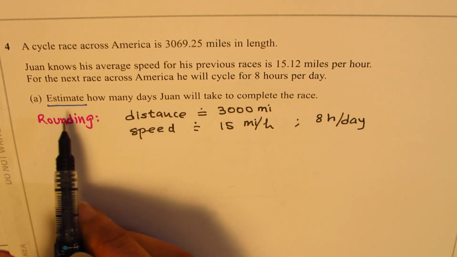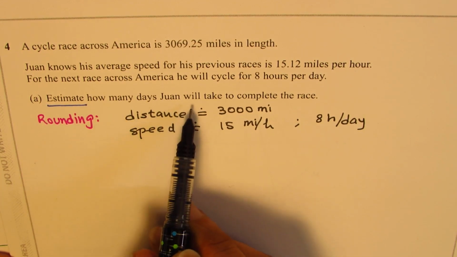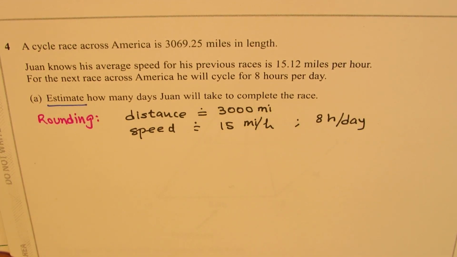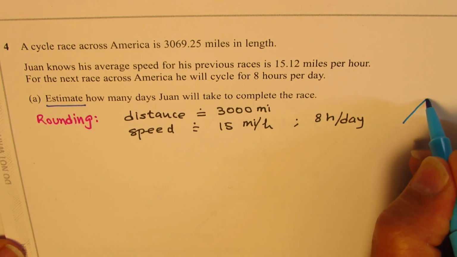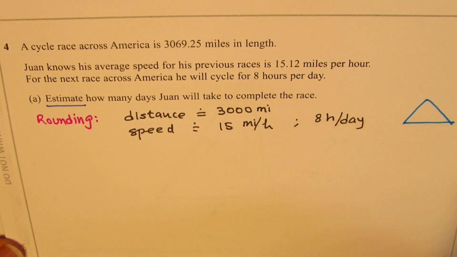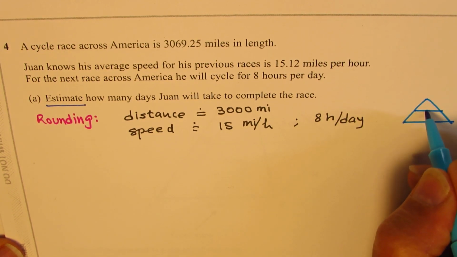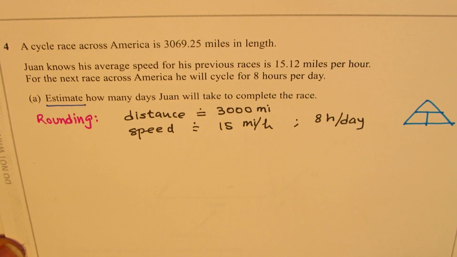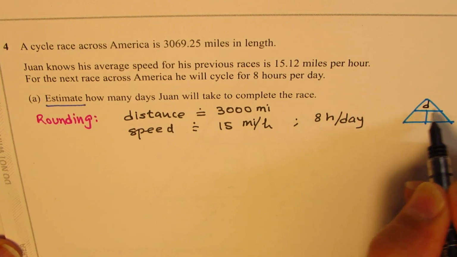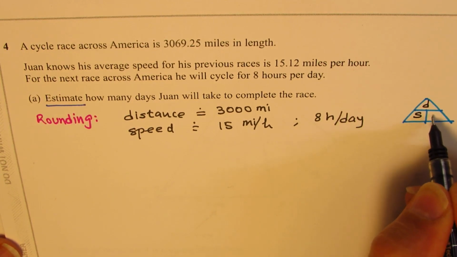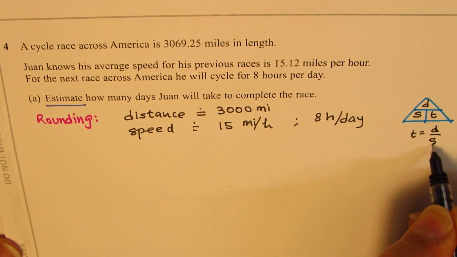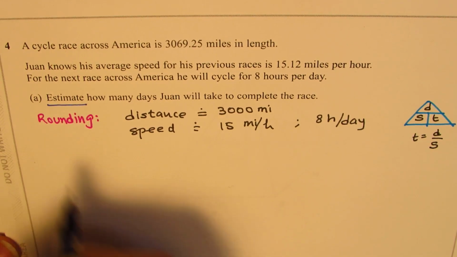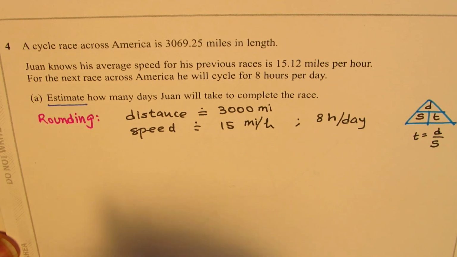And what do we need to estimate? How many days will it take to complete the race? Now we need to find the number of days, that is time. Now, as you know, distance, speed, and time are related. We can always write this relation in the form of this shortcut method. Distance is speed into time, and time is distance over speed. So time taken will be how much? That's what we need to figure out, right?